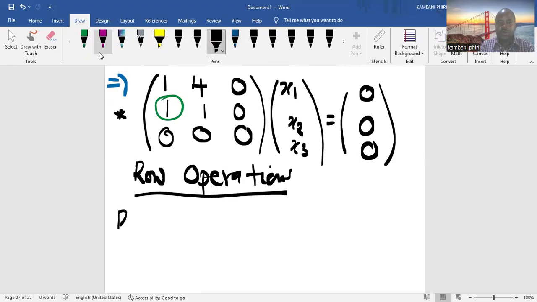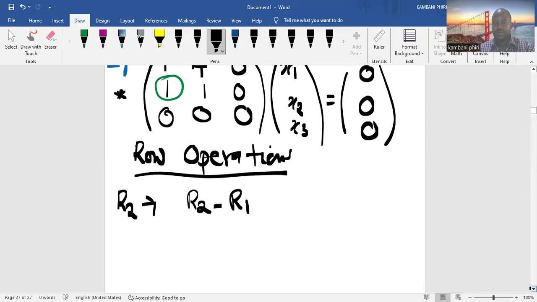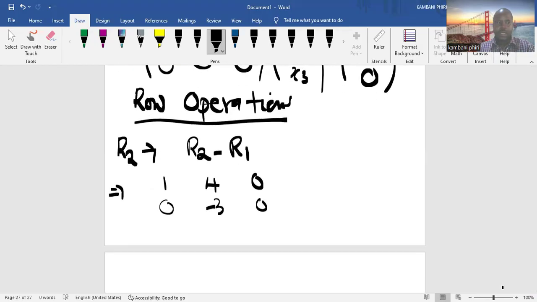So we'll say row 2. We imply that maybe we say row 2 itself minus row 1. So this means that we'll have 1, 4, 0. 1 minus 1, 0. Here there will be -3, 0. Then we have our 0, 0, 0. Okay, applying the operation on the matrix.